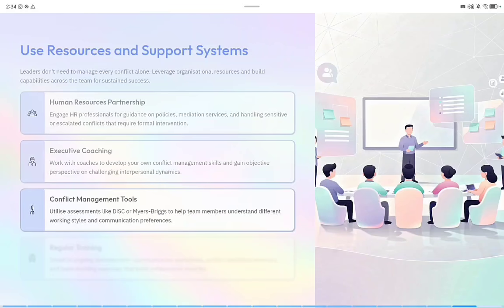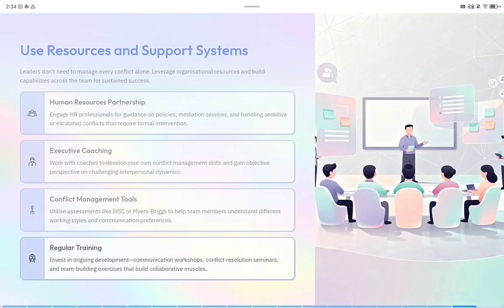Conflict management tools. Utilize assessments like DISC or Myers-Briggs test to help team members understand different working styles and communication preferences. Regular training. Invest in ongoing development, communication workshops, conflict resolution seminars, and team building exercises that build collaborative muscles.